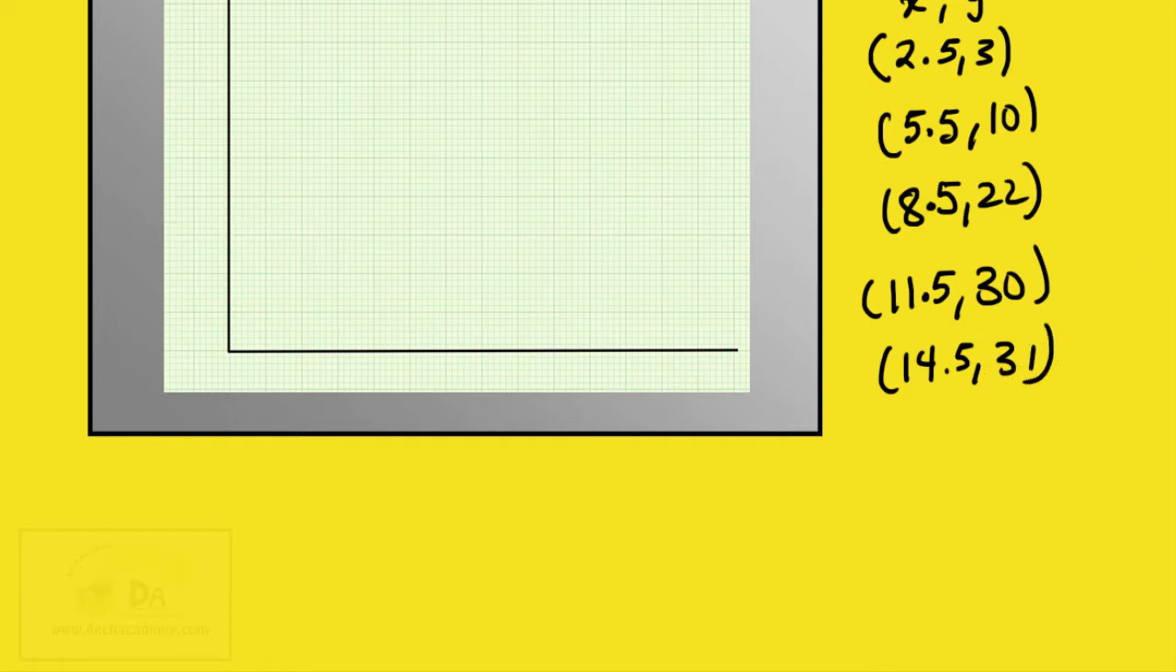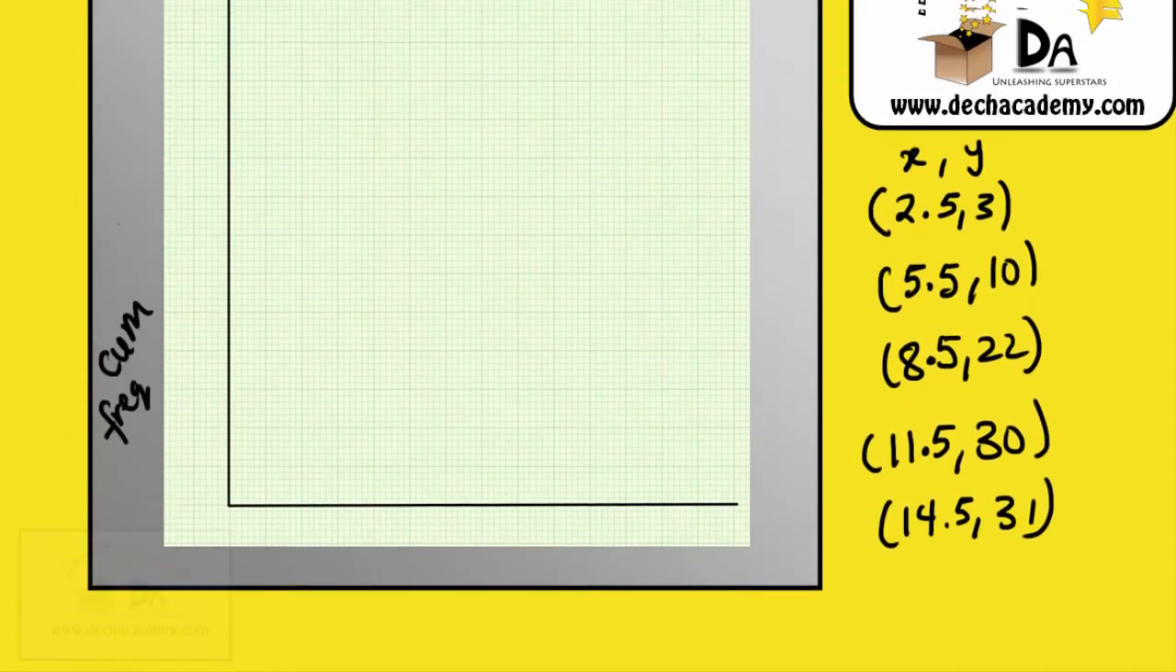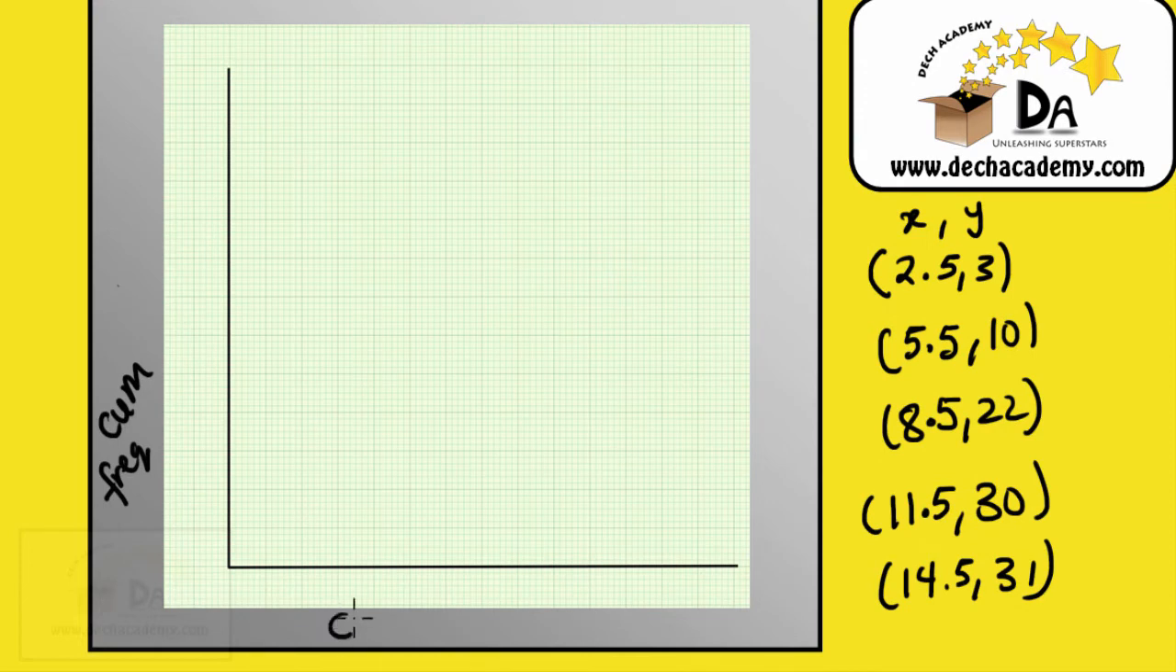So the vertical axis is going to be the cumulative frequency, which I'm just going to shorten as cum fric, and the horizontal axis is going to be, well, we're going to plot the upper class boundaries, but I'm just going to write class marks.